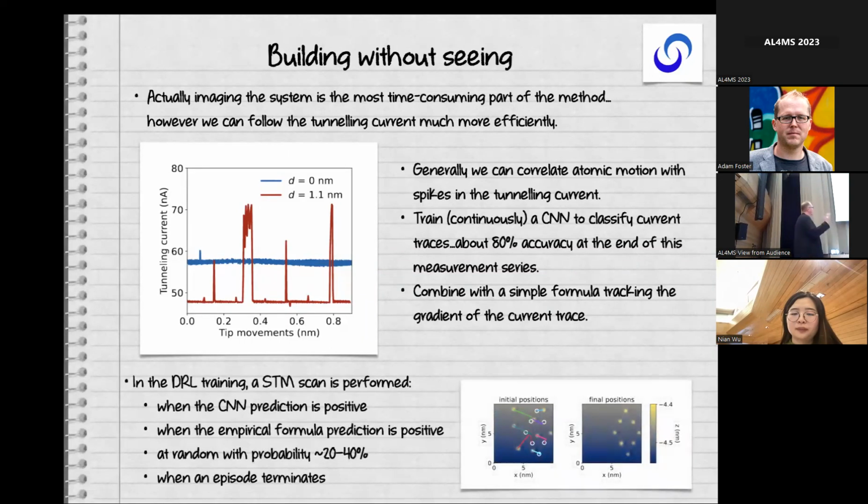Then basically the deep reinforcement learning training will perform a scan of the surface. If the CNN says there's been a jump, or if the algorithm says there is a jump, at the end of a training episode, or with a random probability. I think this random probability is the fear the experimentalists have, that they don't trust it, and it started much higher and gradually went down. And here on the right, you can see some examples of it moving atoms around, the initial positions and the jumps.